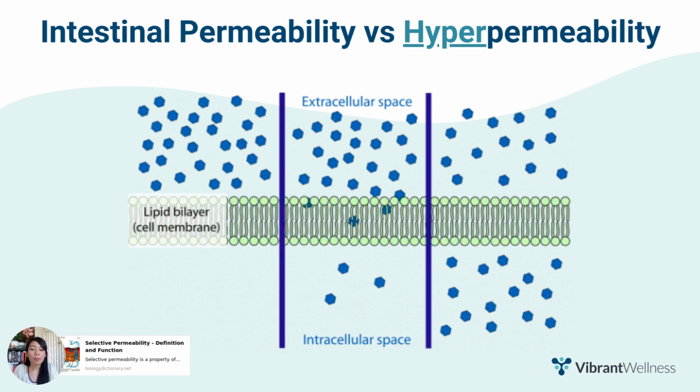The first is an impermeable membrane where nothing gets through. The semi-permeable membrane, like our gut, is selective and allows the good stuff through while blocking the bad. Then there's the permeable membrane on the third panel here, where it lets many things pass through without being selective. When our gut barrier becomes hyperpermeable, it behaves like a permeable membrane, letting more things pass through than it should.